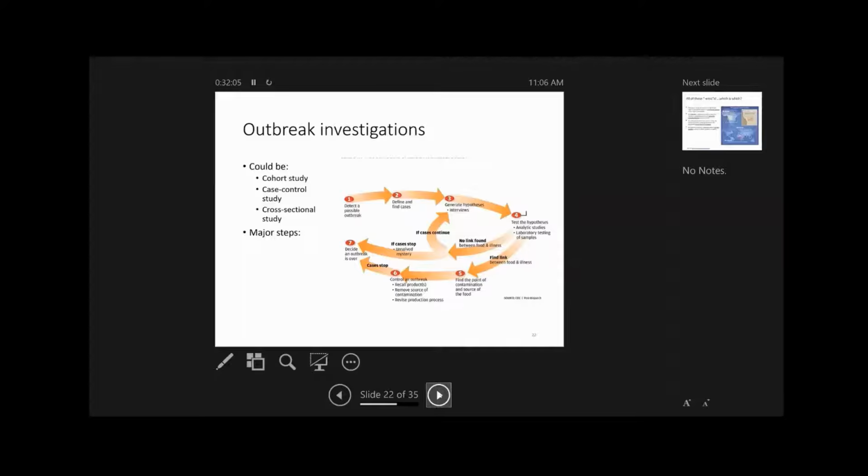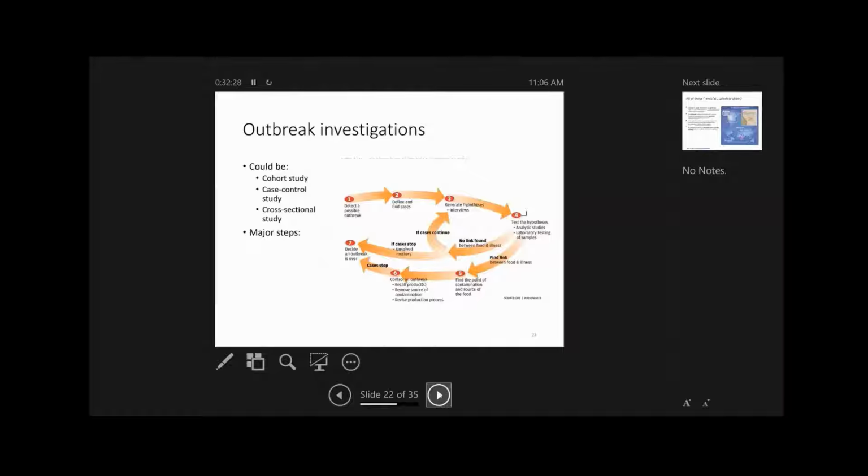As part of the outbreak investigation, often people do cohort studies. They might do a case control study quickly. They might do a prevalence study. All sorts of things have to be done. They may have to do environmental investigations to see what is contaminated. So think of an outbreak investigation as a complicated, long process with multiple steps.